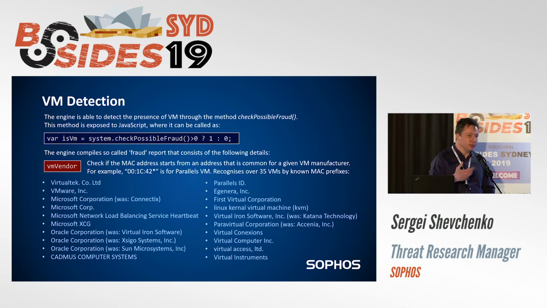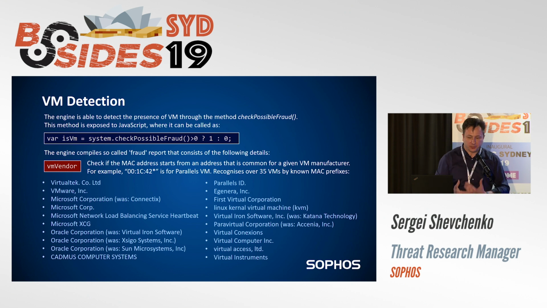Internally, this company calls this condition fraud, so they call this function check possible fraud, and inside that function they want to reliably detect the presence of the virtual machine. The first trick they use: they take the MAC address and check if it starts with a given constant. For example, 001C42 corresponds to a Parallels virtual machine. And they use a whole list of these constants to define more than 35 different virtual machines.